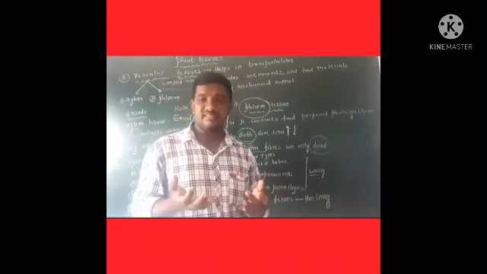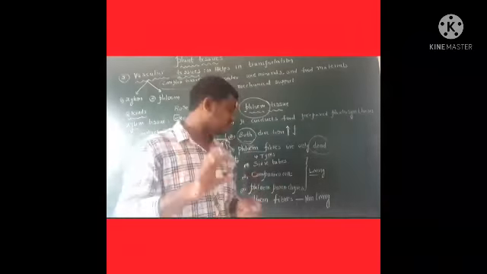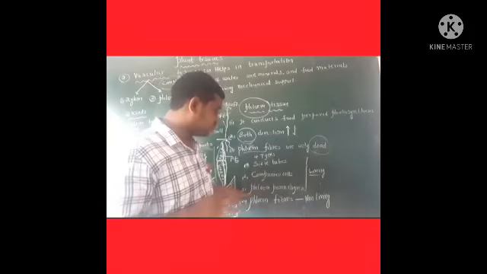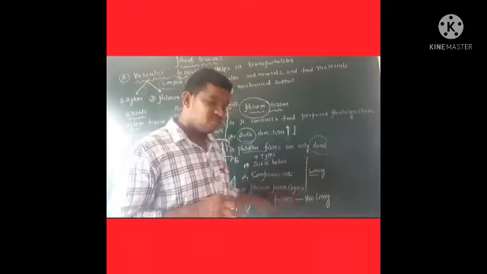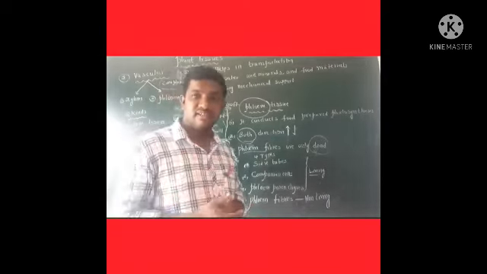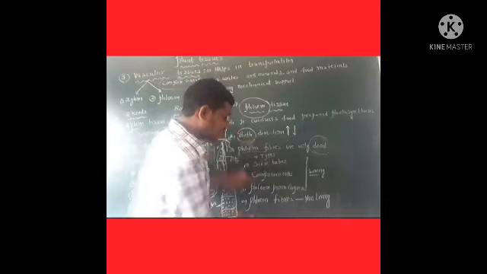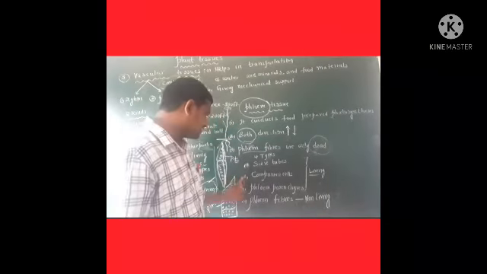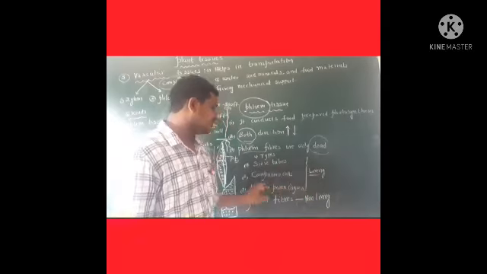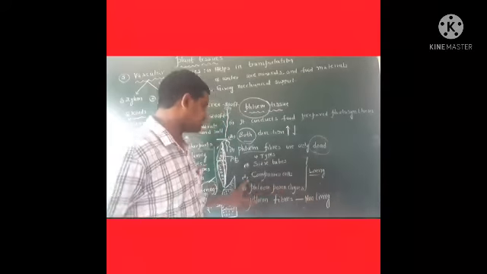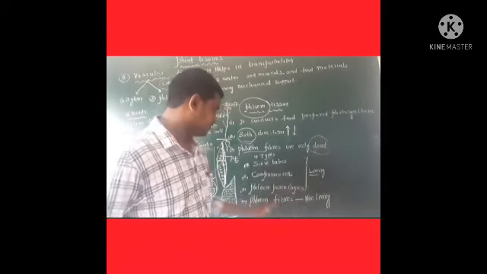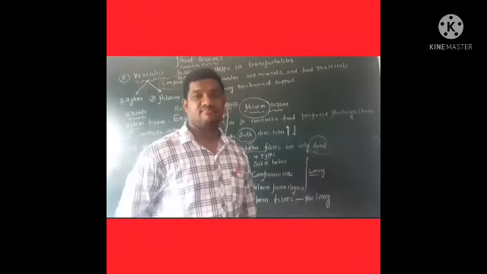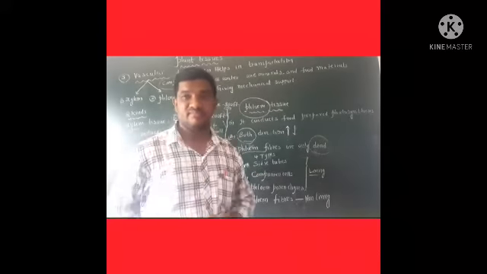Phloem also contains four kinds of cells: sieve tube, companion cells, phloem parenchyma, and phloem fibers. Among these four, only phloem fibers are non-living. The remaining three cells are living cells. Sieve tubes are living cells, companion cells are living, and the third one, phloem parenchyma, is living. Okay, keep it in your mind.